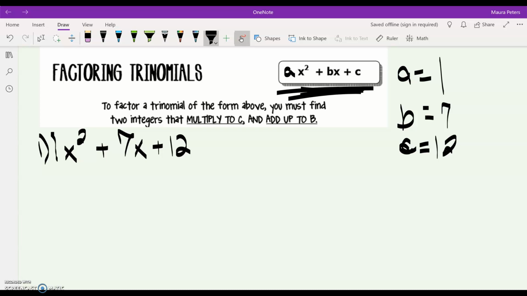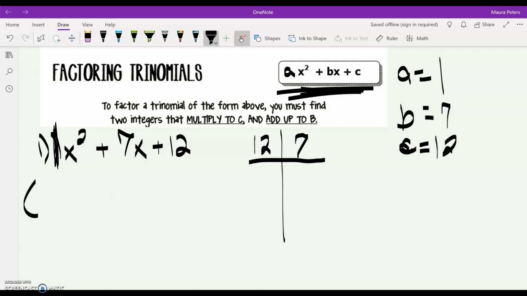So now we're going to multiply A times C, and A times C is 12. We need to find two numbers that will multiply to 12, but also add to 7. So it's super important. A times C, that gives me 1 times 12, that's 12, and B is 7. So two numbers that multiply to 12, but add to 7. So now you have to start thinking, what are two numbers that will multiply to 12, but will add to 7?